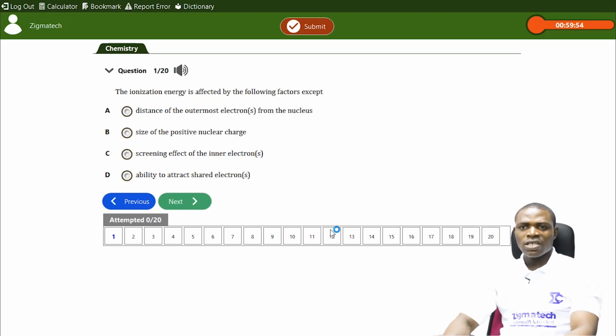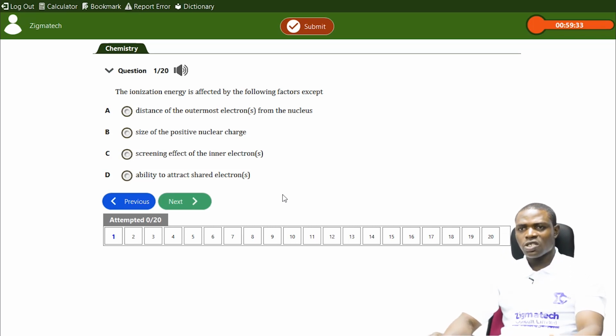Question 1. The ionization energy is affected by the following factors except: A. Distance of the outermost electron from the nucleus. B. Size of the positive nuclear charge. C. Screening effect of the inner electron. D. Ability to attract shared electron.